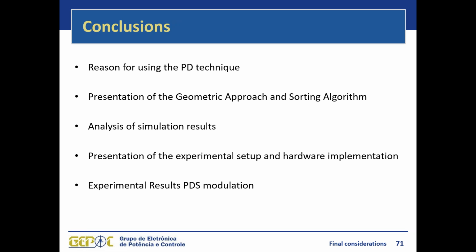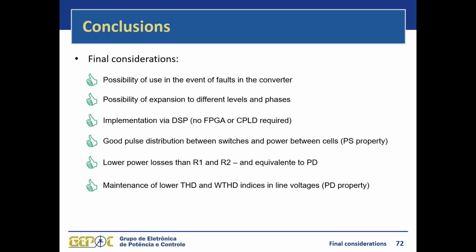So the main reason for using this phase disposition with sorting is to accomplish both even power distribution and even pulse distribution for all the semiconductor devices of the cascaded converter, while also achieving very good harmonic performance for the output voltages. So the harmonic performance is a characteristic of the PD modulation that is maintained in our strategy. And the even distribution of the power and of the pulses is a natural characteristic of the phase shift modulation that we also maintain in our strategy. So this sums up what I have just mentioned.